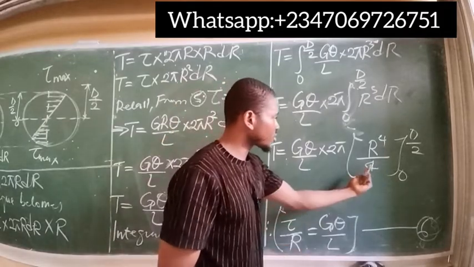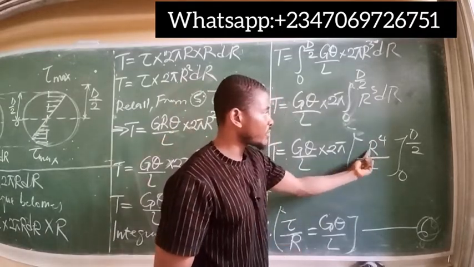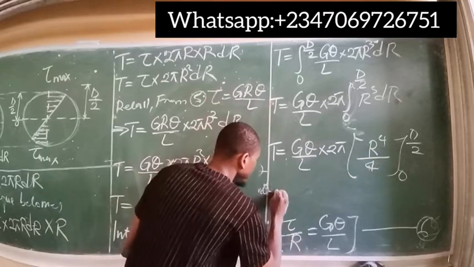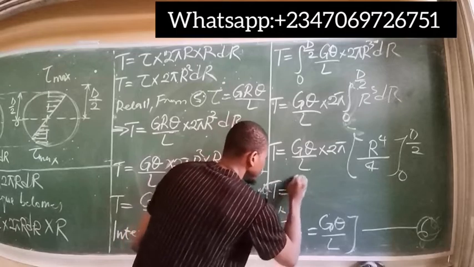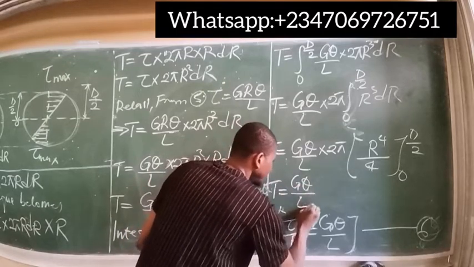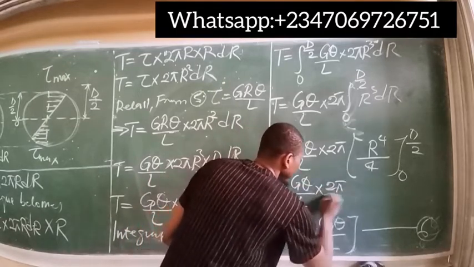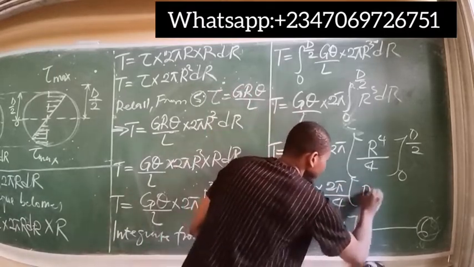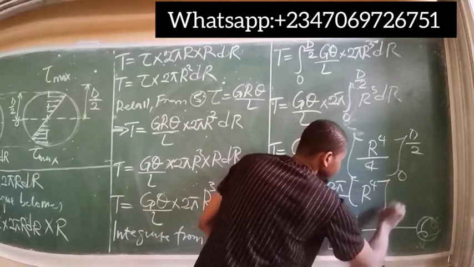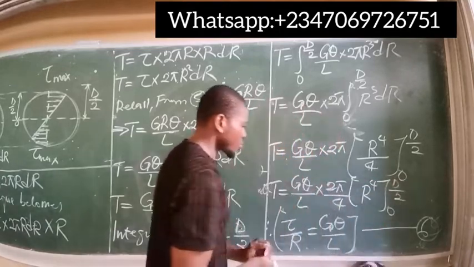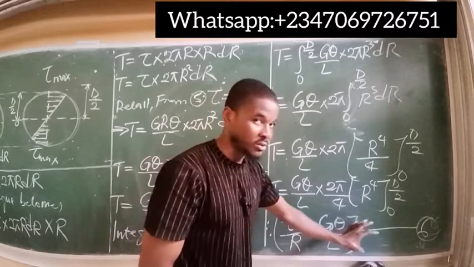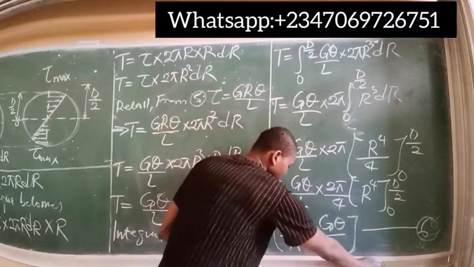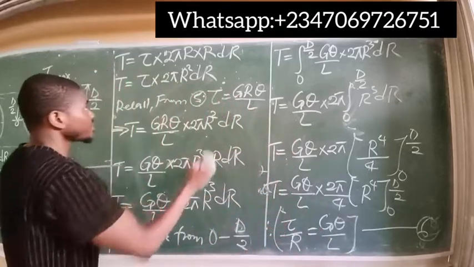Alright, so let's bring out this 4 here so that r⁴ is left alone. We'll simply bring out 1 over 4 outside the bracket. We'll simply have T is equal to Gθ all over L times 2π all over 4. Simply send this 4 out, so we are now left in the bracket with r to the power of 4 from 0 to d/2. Notice that I'm not touching this equation. I'm not erasing it simply because I will need it. So I'll continue my integration over here.